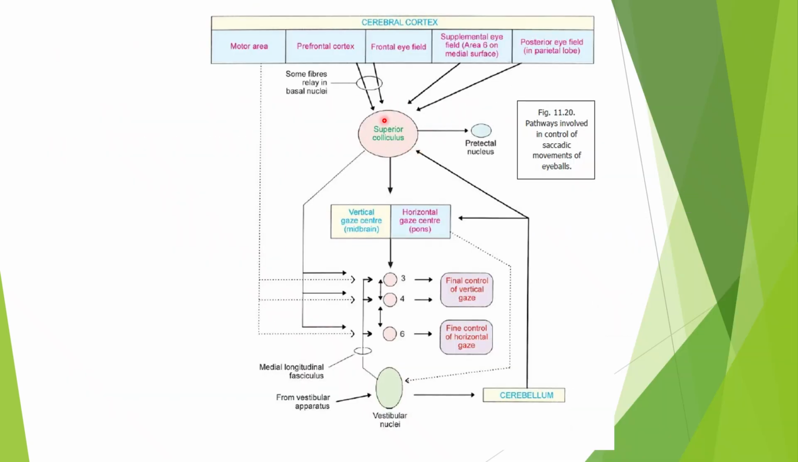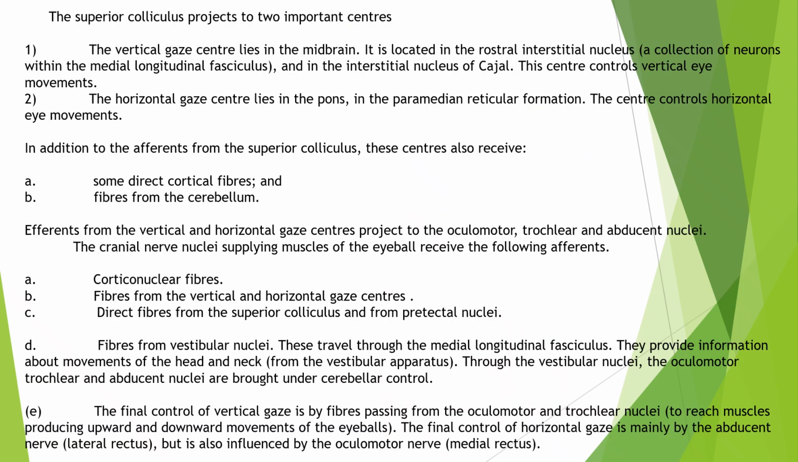Now this superior colliculus is receiving all these fibers, and it will project to the vertical gaze center in the midbrain and to the horizontal gaze center in the pons. The vertical gaze center is located in the rostral interstitial nucleus of the medial longitudinal fasciculus and in the interstitial nucleus of Cajal. This center controls the vertical eye movements, and the horizontal gaze center lies in the pons in the paramedian pontine reticular formation, and it controls the horizontal eye movements.